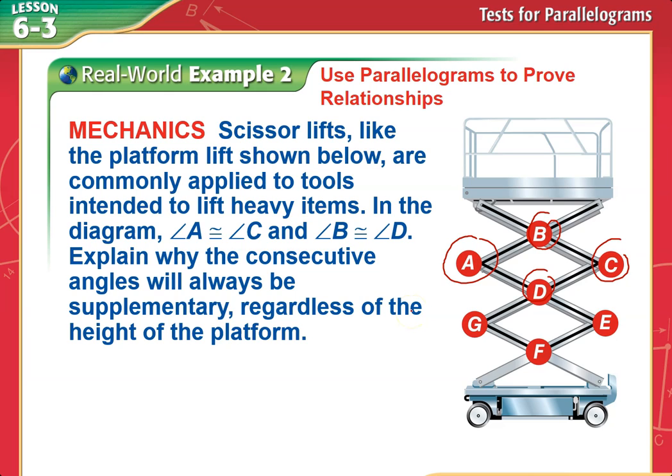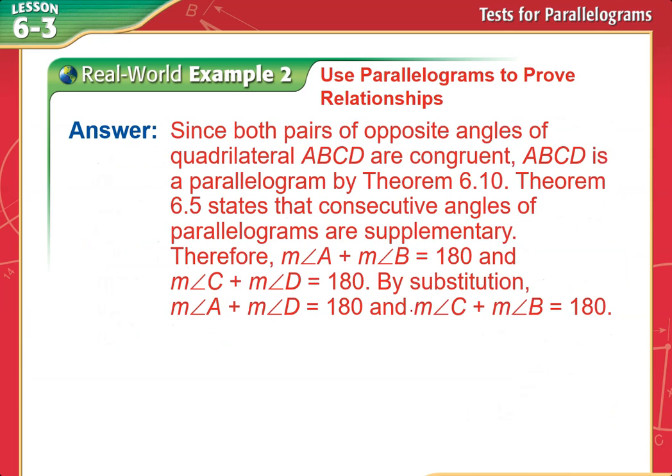Well, since both pairs of opposite angles of a quadrilateral are congruent, ABCD is a parallelogram. And theorem 6.5 states that consecutive angles of parallelograms are supplementary. Therefore, measure A plus measure B equals 180, and measure C plus measure D equals 180. And so, by substitution, measure A plus measure D equals 180, and measure C plus measure B equals 180. We can easily see, right?